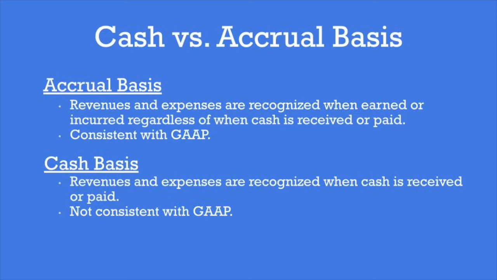We haven't recognized the cash coming in, but we've recognized the revenue, so we're going to record the revenue. A cash basis system, on the other hand, is not used so often, but it's much simpler. It just says that you recognize revenue when the cash comes in, and you recognize the expense when the cash goes out. That's not consistent with GAAP, but it is a simple way to recognize revenues and expenses.